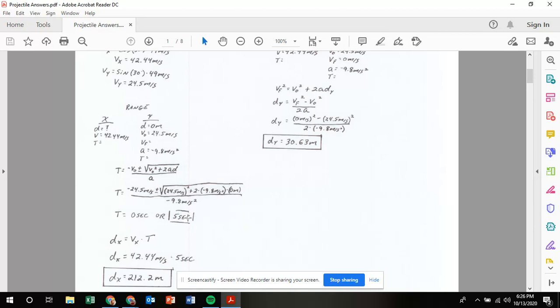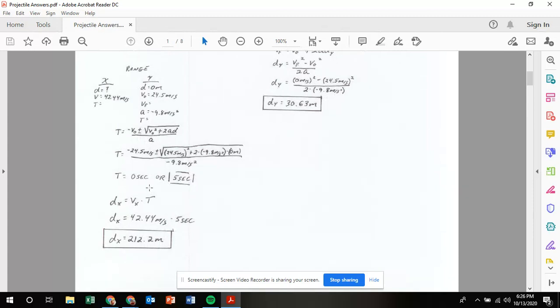We know that the arrow is not going to teleport across the whole field that you're firing this thing at in no time at all, so 5 seconds must be the correct answer. We can plug back in to solve for d using our constant velocity equation of d equals v times t. So using all of our x values here, the displacement in the x equals the velocity in the x direction, 42.44, times the time, 5 seconds, to get 212.2 meters.